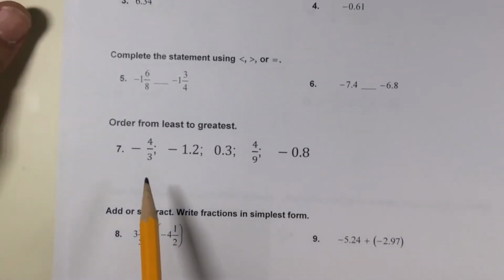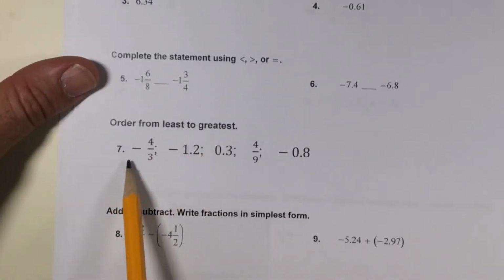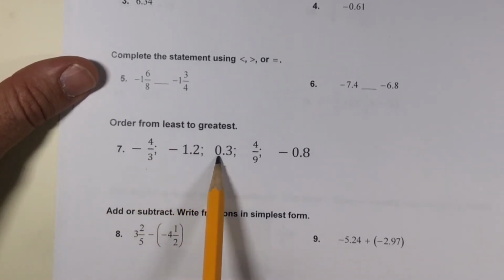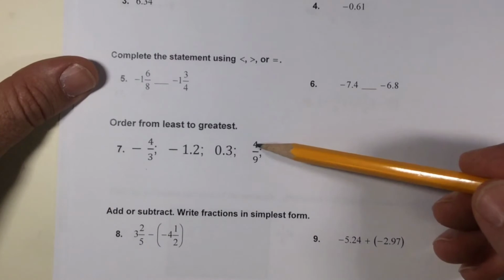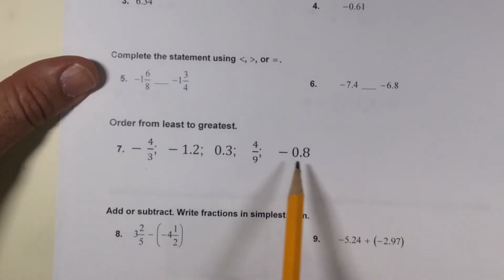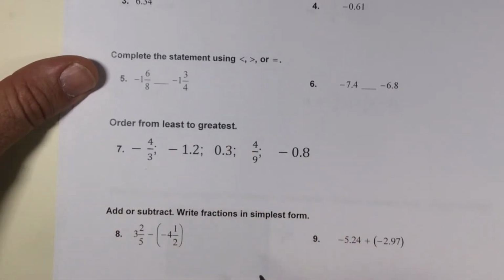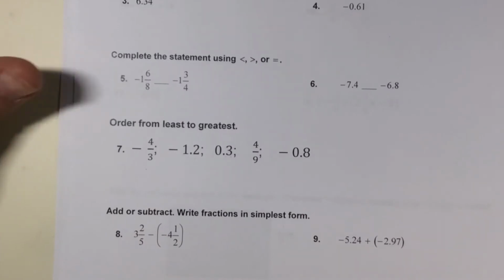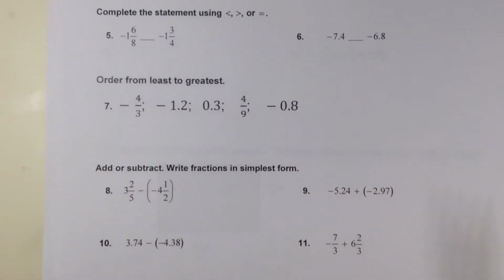For number 7, order from least to greatest. So you have -4/3, -1.2, 0.3, 4/9, and -0.8. Turn these all into decimals and do yourself a favor, and then order the decimals from least to greatest, and then go back and put these in order from least to greatest using the decimals that you got.